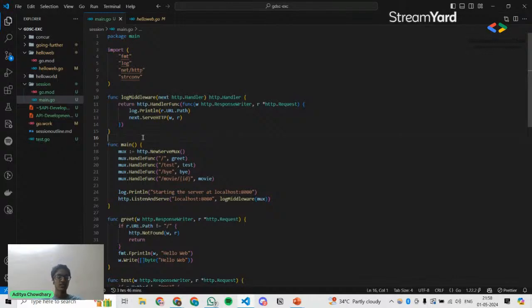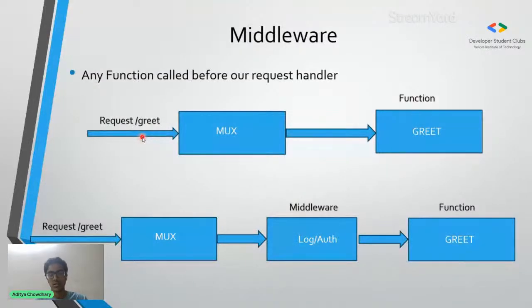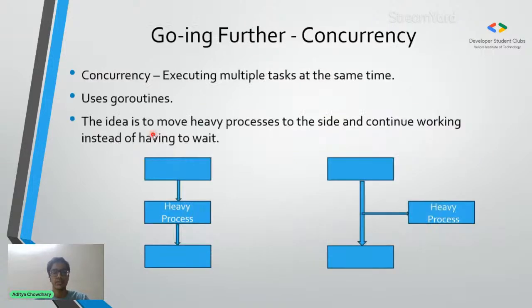Which is concurrency. I mentioned concurrency earlier in the beginning as one of Go's strong points, and today we're going to talk about why that is. So concurrency is executing multiple tasks at the same time, right? Oftentimes when you have a heavy process, you don't want the program to be stuck on that heavy process. You want to call the heavy process and you want the program to continue while this heavy process is moving on to the side, right?